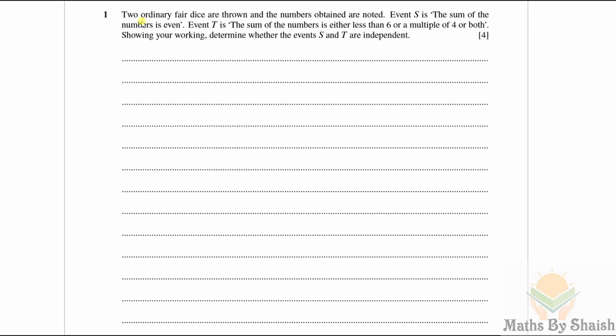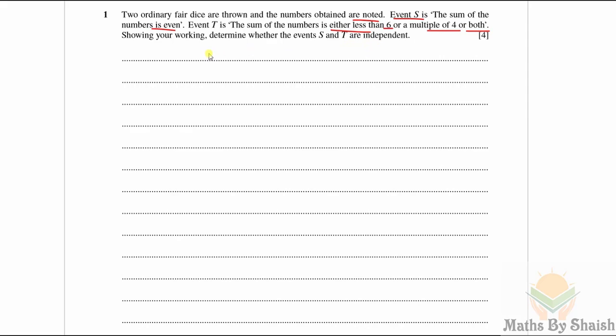Two ordinary fair dice are thrown and the numbers obtained are noted. The event S is the sum of the numbers is even, and the event T is the sum of the numbers is either less than 6 or a multiple of 4 or both. Showing your working, determine whether the events S and T are independent. So we need to show whether they are independent or not.